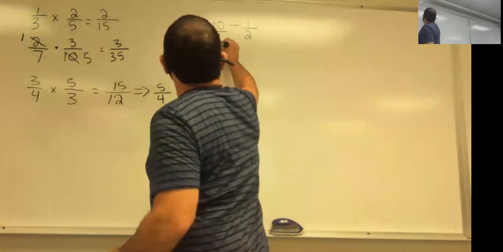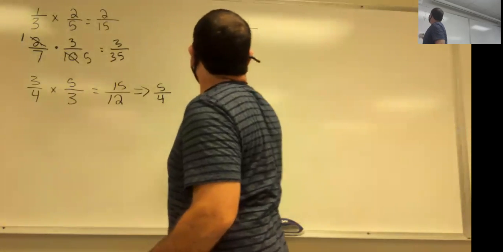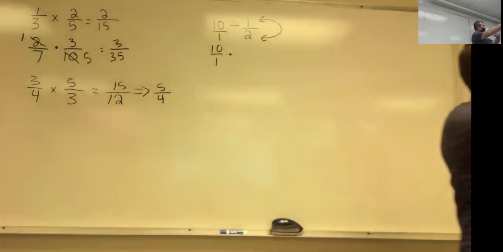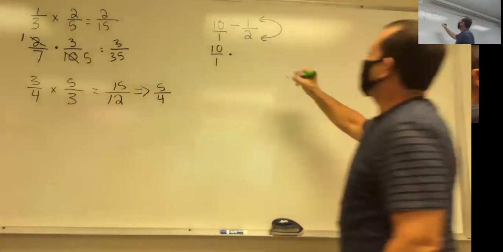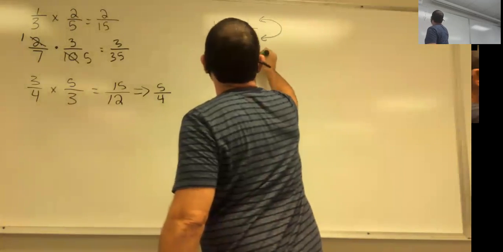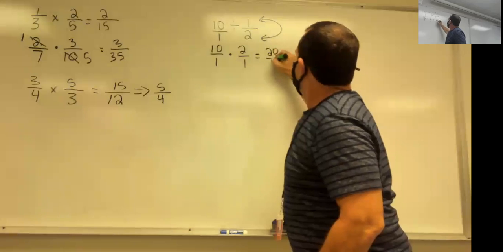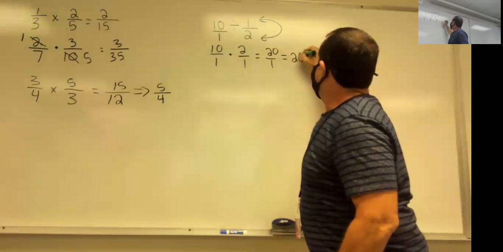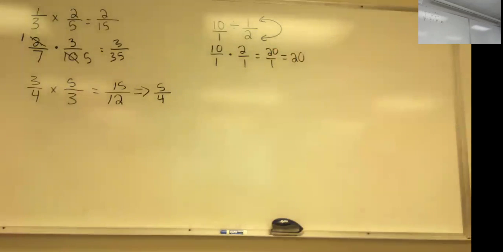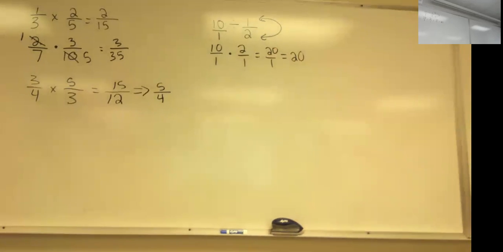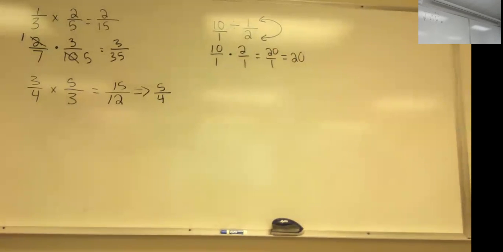So we're going to go back and do what? 10 over 1 times. We're going to flip the second fraction, make that a 2 over 1. And I get what he said, right? 20 over 1, which will be a 20, okay? So flip that second one, and then you're just multiplying straight across.